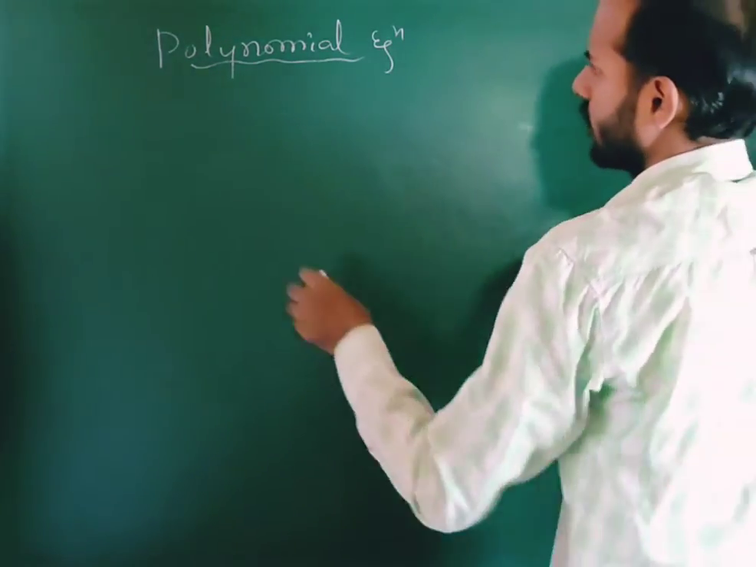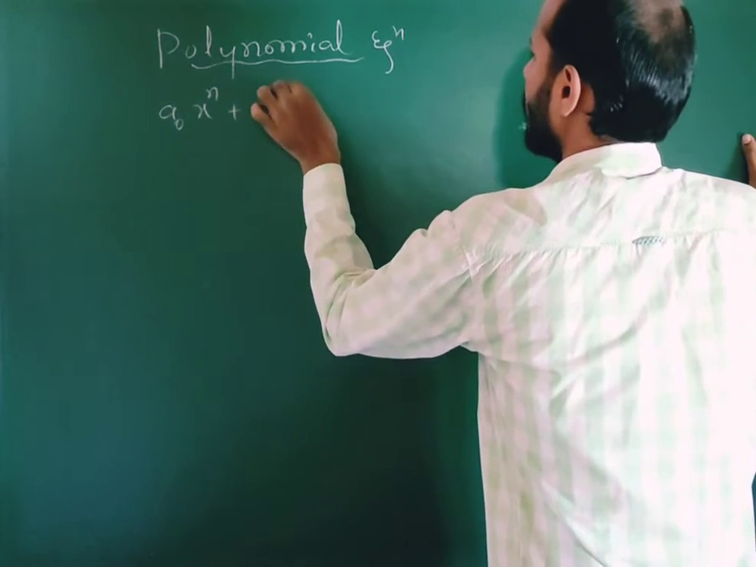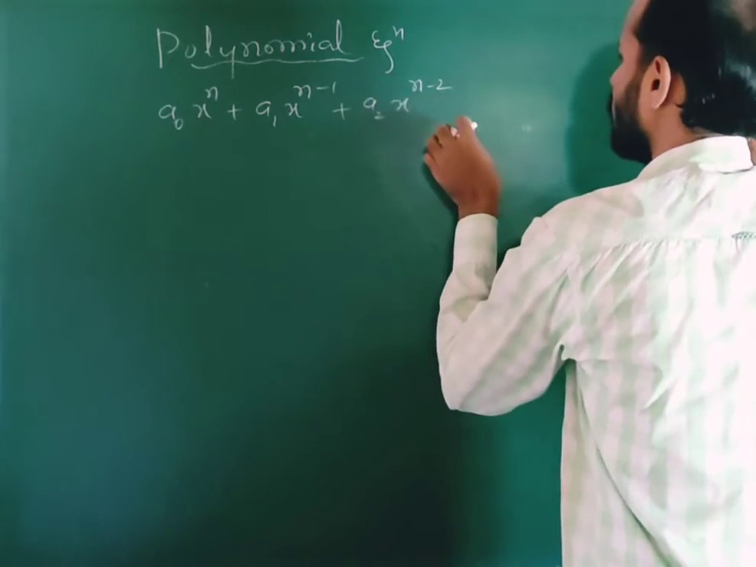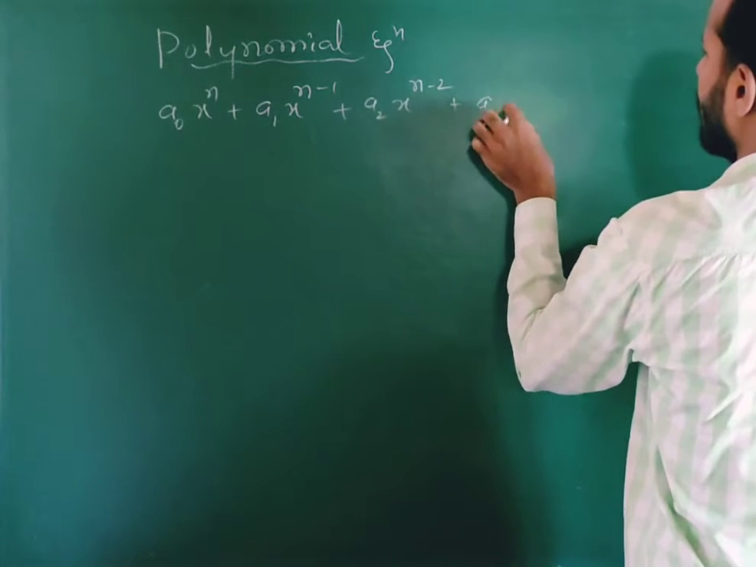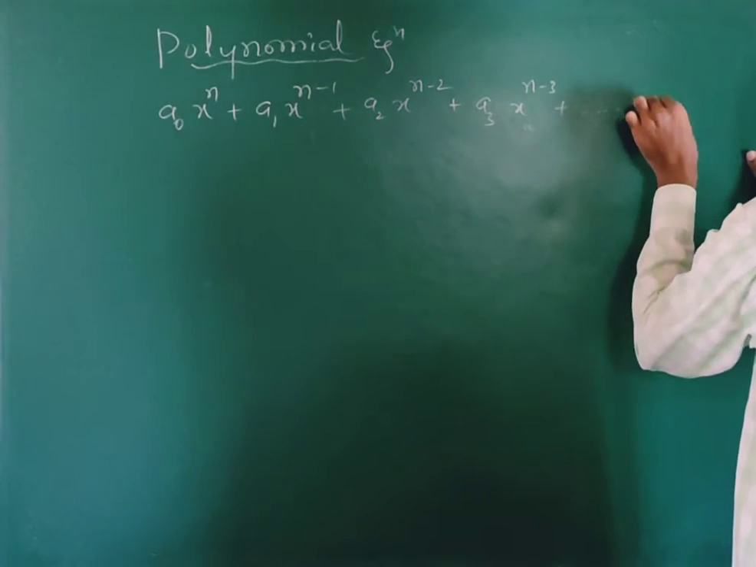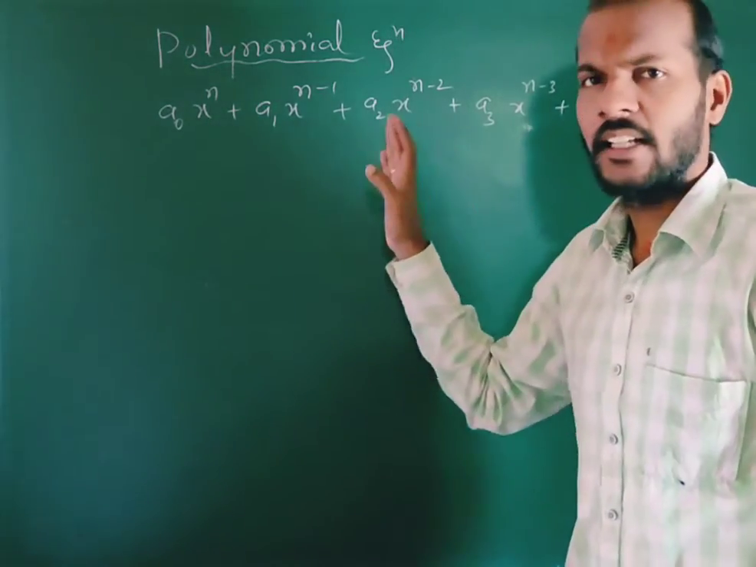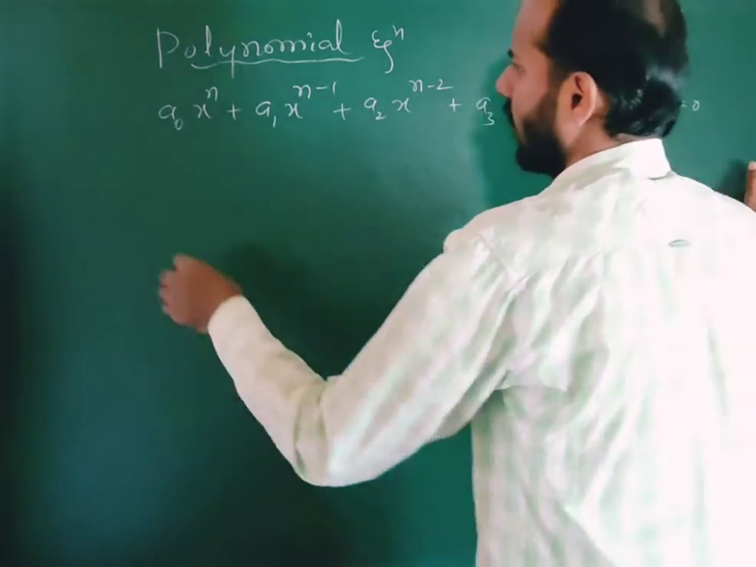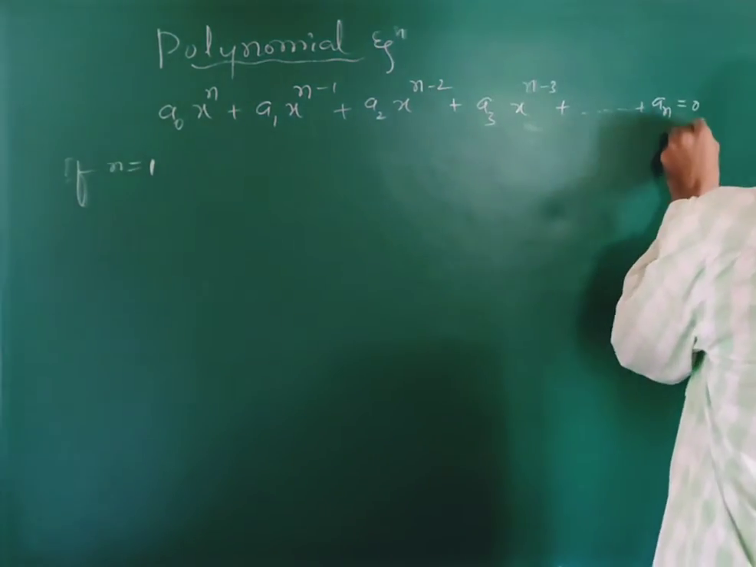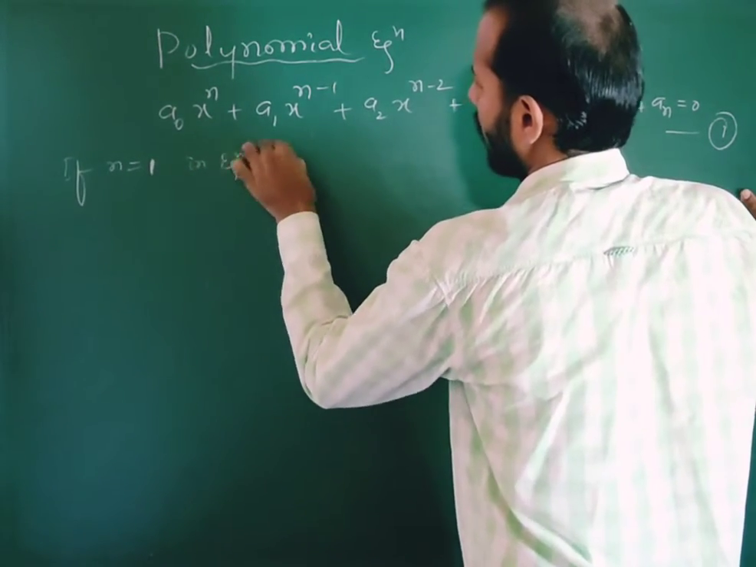So the standard form is a naught x to the power of n plus a1 x to the power of n minus 1 plus a2 x to the power of n minus 2 plus a3 x to the power of n minus 3 plus so on up to an, which is equal to 0. I have written it, right? It is a polynomial equation of degree n. Suppose n equals 1, I substitute. Take it as equation 1. If n equals 1 in equation 1, then what do we get?